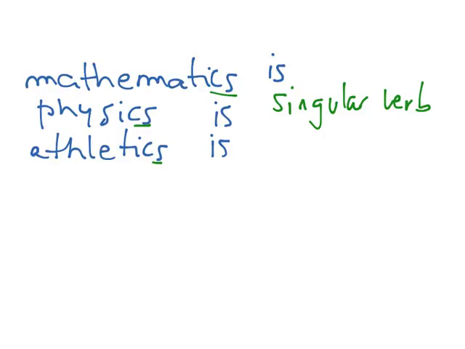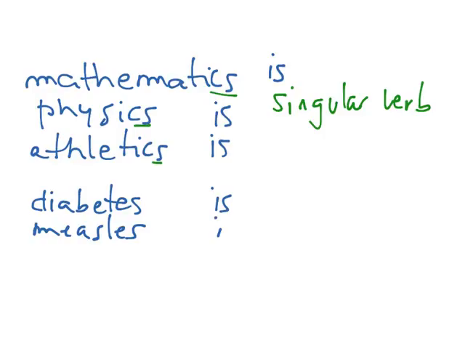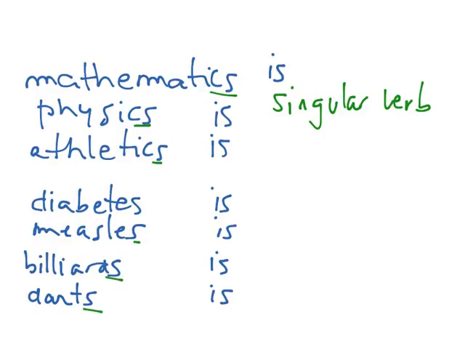This also happens with words ending in X, mathematics, physics, athletics, mechanics, electronics, politics, statistics. Also with words related to diseases, for example, diabetes, okay, or measles is the name of another illness, or words referring to games, for example, billiards, or for example, darts. Okay, so this is always taking a singular verb, even though they end in an S. These words always take a singular verb.